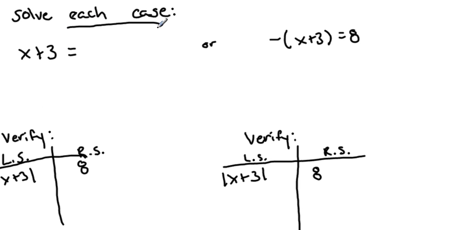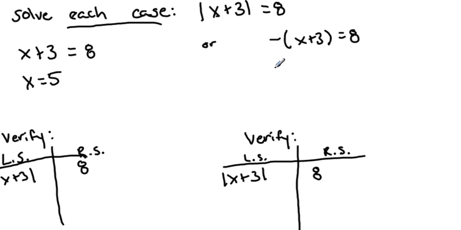So with our absolute value equation, we have |x + 3| = 8. Now this absolute value can be either positive or negative. So we solve each individual equation. So x + 3 positive and negative (x + 3). In this case, we get x equals 5.